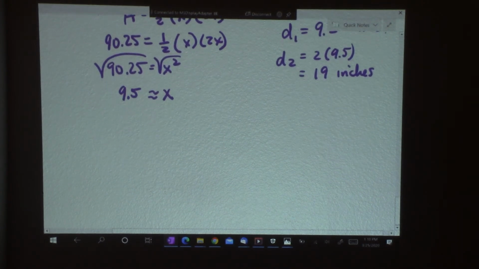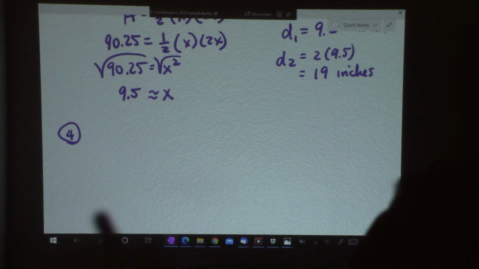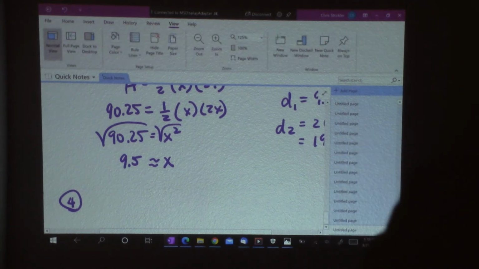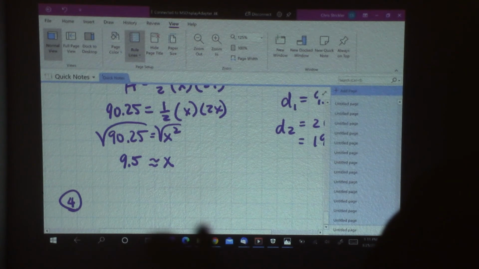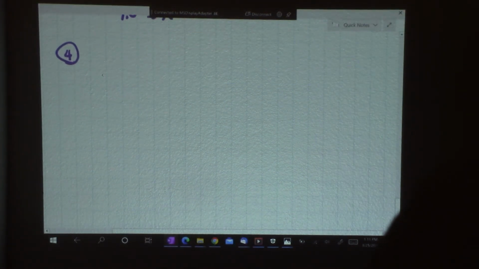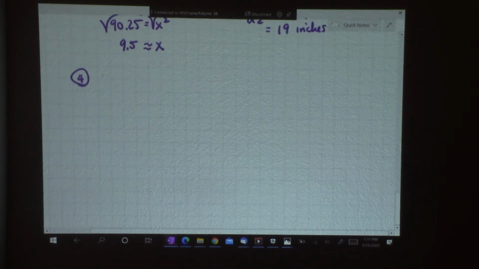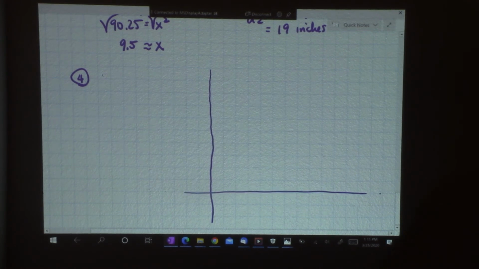Okay, number 4, last one. Okay, we have a picture and there's a graph. I'm going to change to graph paper. Okay. Now, let's draw that. I'm going to draw the picture in my notes.